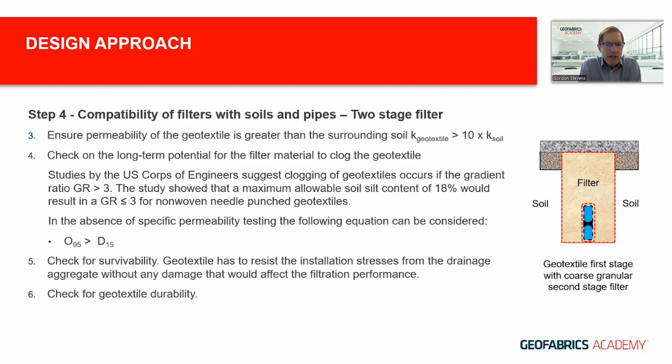Typically, what you will tend to find in the case of non-woven needle punch geotextiles is that this is only a problem if you start getting silt contents in the surrounding soils greater than 18%. In the absence of any specific permeability testing, this is the formula that is suggested in the guidance.